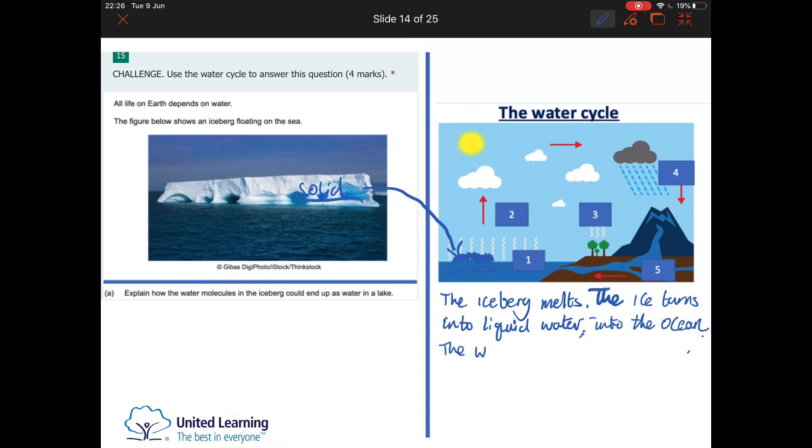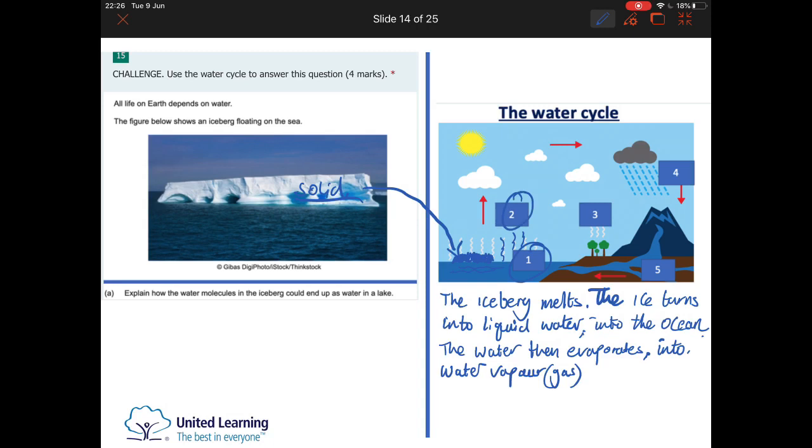And then you can say that the water then evaporates. Okay, so that's number one here. It evaporates. And you can say it turns into water vapor. Evaporates into water vapor. So we know that that's a gas. So you can say gas in brackets. So it's turned into gas. So this is your evaporation happening.